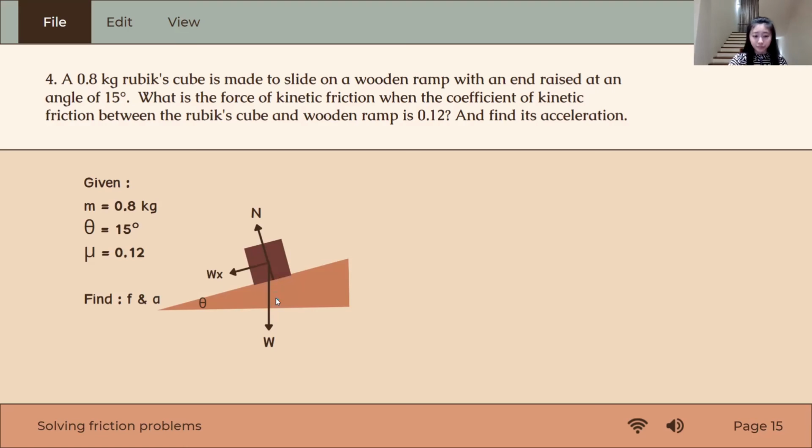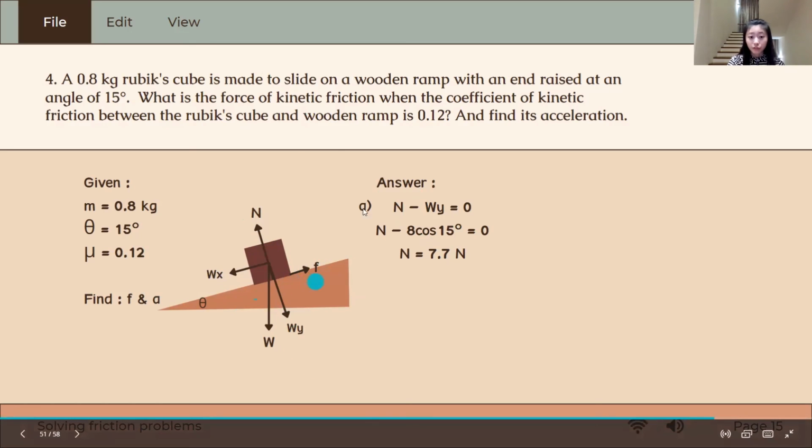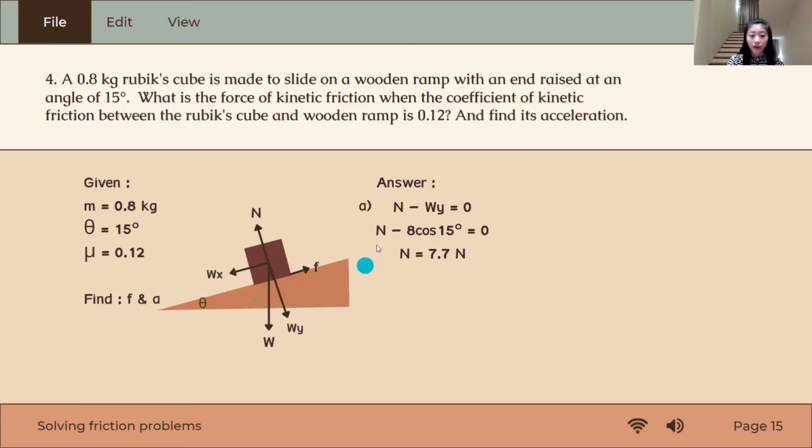We have the X component and the Y component. And lastly, we have the friction. To answer, we need to find the normal force first. To find the normal force, we have to look at what's below the normal force, and it is the Y component of the weight.